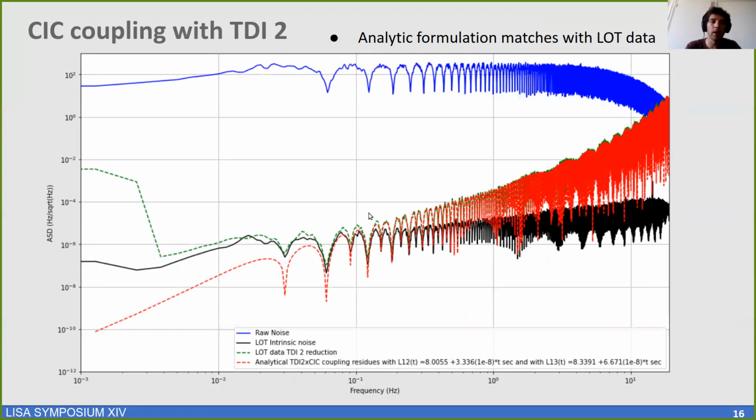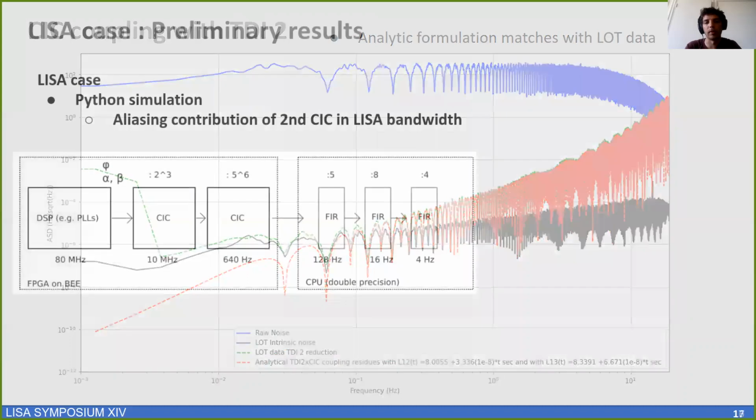In LISA, we also have CIC in the phase meters, but we don't have the same sampling period and output sampling period. So maybe we have aliasing, but not at the same frequency. Maybe it's a problem, maybe it's not a problem in the LISA band. We wanted to make sure about this, so we did a little simulation.